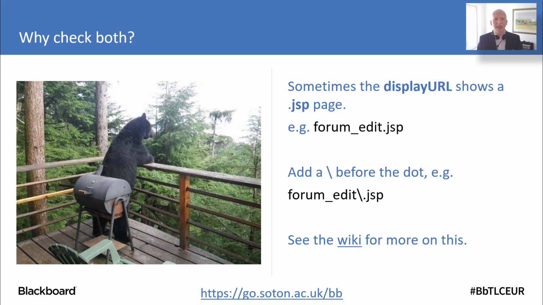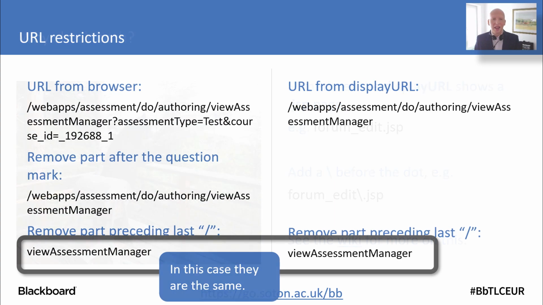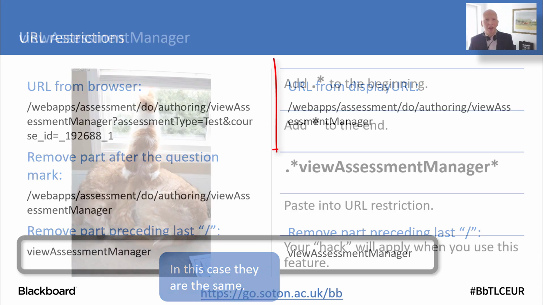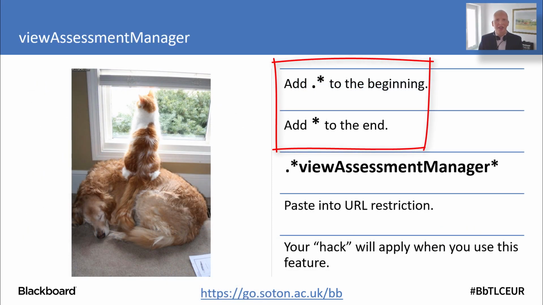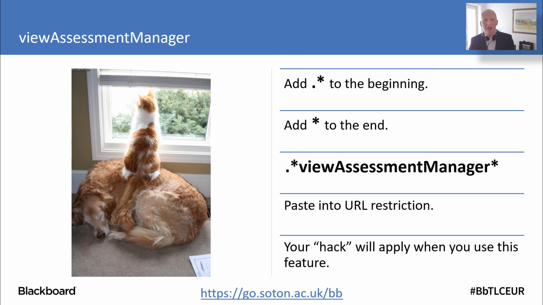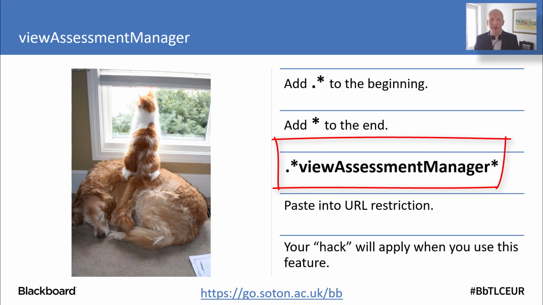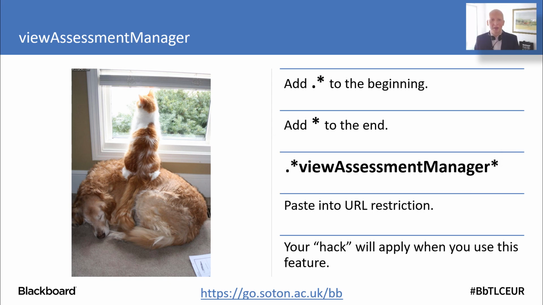This is kind of creating a regular expression, and there is a lot more about this on the JSHack wiki. But in this case, they're both the same. So what do we do with what we've got here? Well, we add a * to the beginning and a star to the end. So for this example, we have * View Assessment Manager star, or you might call that an asterisk rather than a star. And then we paste that into the URL restriction, and our hack will apply when we use that feature.